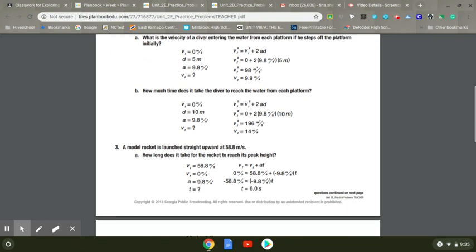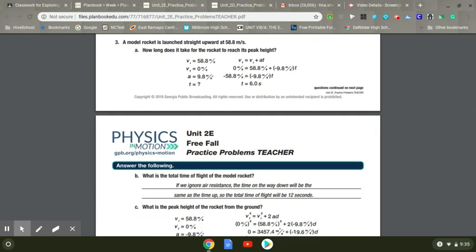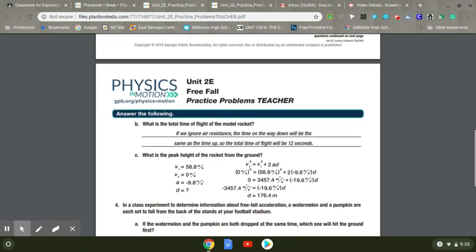So question 3 says a model rocket is launched straight upward at 58.8 meters per second. How long does it take for the rocket to reach the peak height? So your final velocity equals your initial velocity plus the acceleration times time. You fill in your numbers and you're going to get 6.0 seconds when you solve for time. You have a negative value there because of the way the rocket is moving.